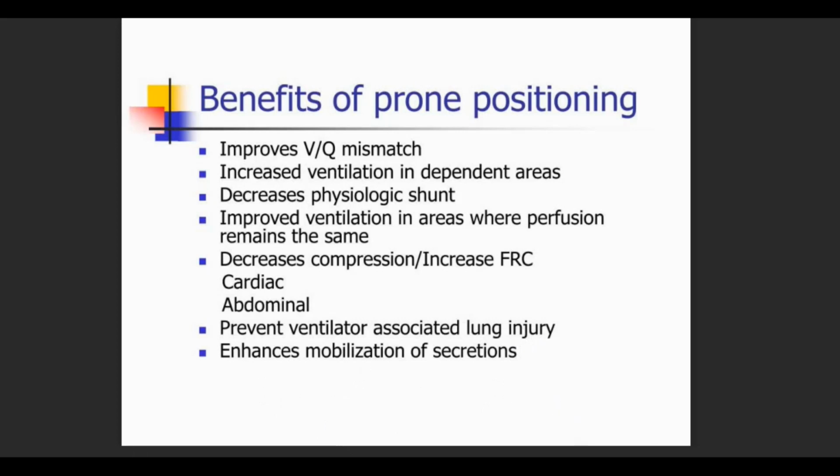So today we discussed prone position and the advantages of prone position in ARDS and COVID-19.